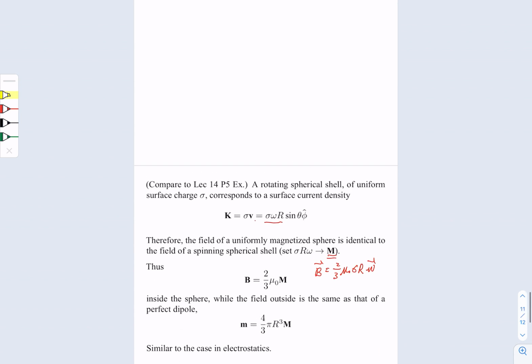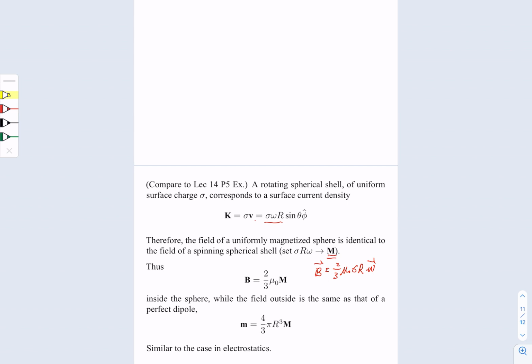Now, if you compare what you calculated in lecture 9, if you still remember, for a uniformly polarized sphere, you also get an E field that is proportional to the polarization vector inside, and the outside is also similar to a field of a perfect electric dipole. So the factor inside is different, but outside the field is actually identical.